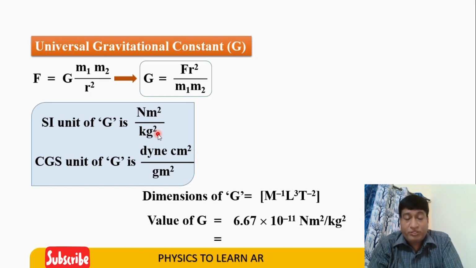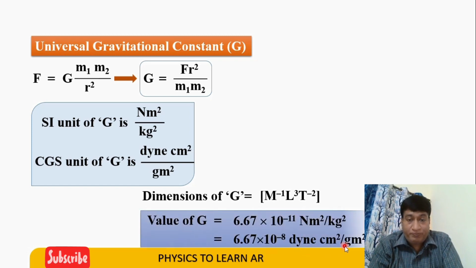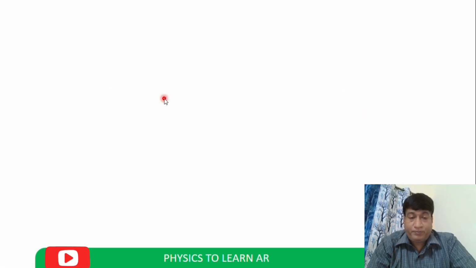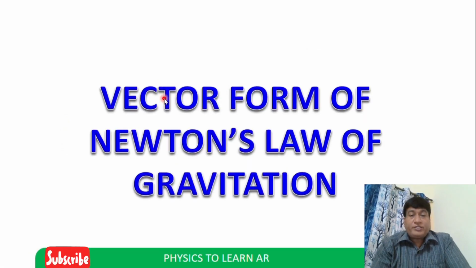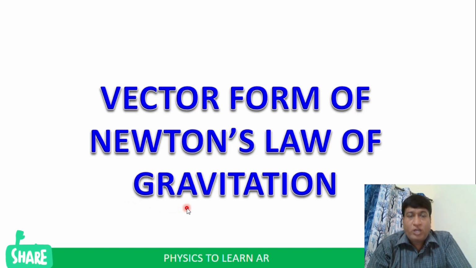In the CGS system, after conversion, we write it as 6.67 into 10 to the power of minus 8 dyne centimeter square per gram square. Further, next is the vector form of Newton's law of gravitation. If you remember, force is a vector quantity which has both magnitude and direction. How we can write this in vector form, we are going to discuss now.